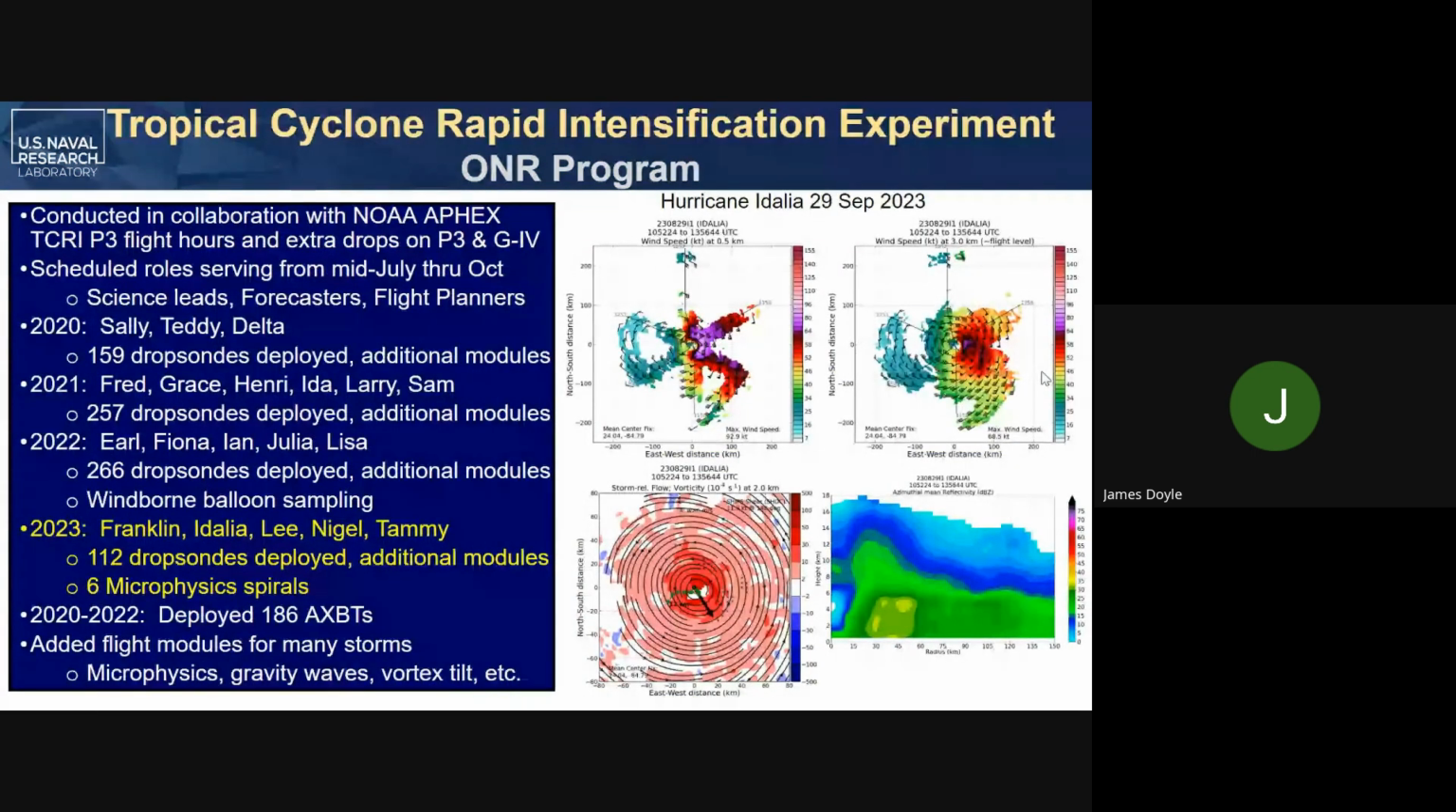So we've, as I mentioned, worked very closely with Jason and Rob and the team and Heather with NOAA AFEX, and we've been adding P3 flight hours, extra dropsondes on the P3 and G4. And you can see through the years from 2020, we've contributed to observing a lot of storms and added a lot of extra dropsondes. In 23 in particular, we've added dropsondes on flights from Franklin, Adelia, Lee, Nigel, and Tammy, and also performed 6 microphysics spirals as part of that.